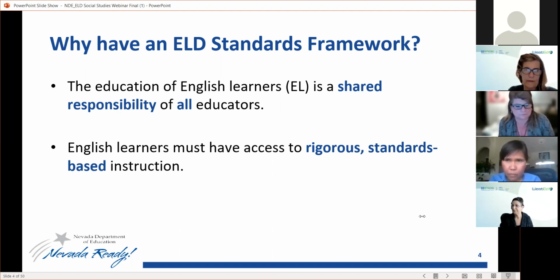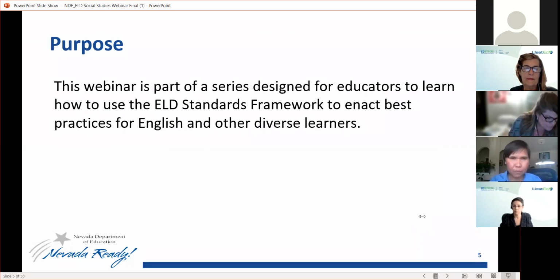Thank you, Rachel. So first, it's more like a reminder for us. Why would we have an ELD standards framework in our state? Our English learners don't belong only to our EL specialists. Their education is shared by all educators and content teachers. As you know, every single classroom has English learners, and we would like to make sure they have access to rigorous and standards-based instruction. Next slide, please, Julie. Thank you.